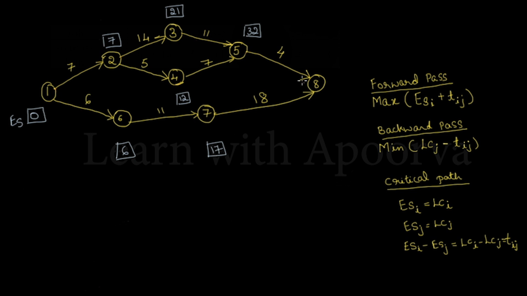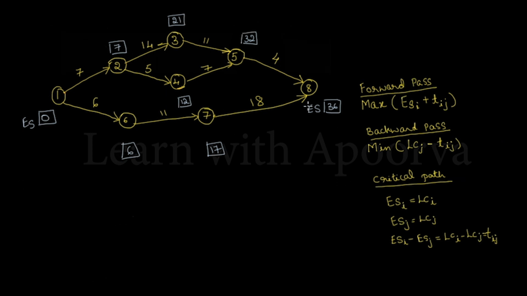And for node 8, again we have two options. One option is 32 plus 4, 36 or we have 17 plus 18 which will be 35. So, 36 is the biggest value. So, we will consider 36 for the last node. So, earliest starting time for the node 8 is 36. So, with this we complete the forward pass. Let us start with the backward pass now.